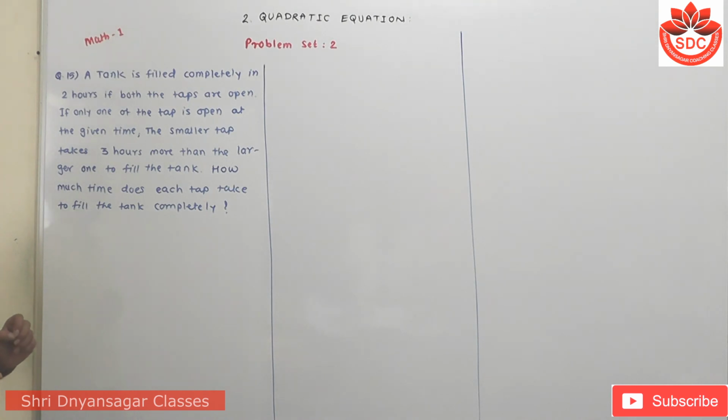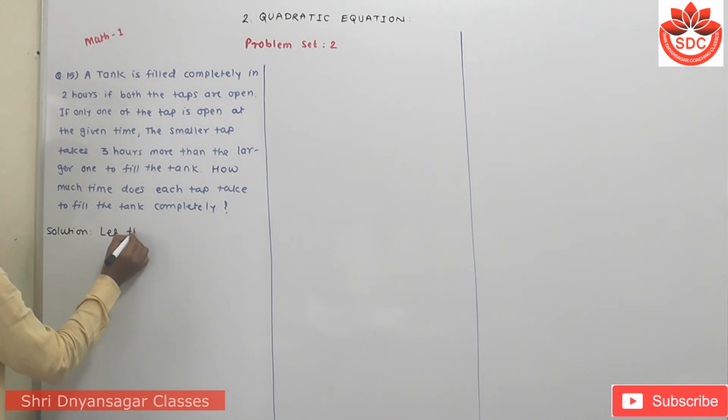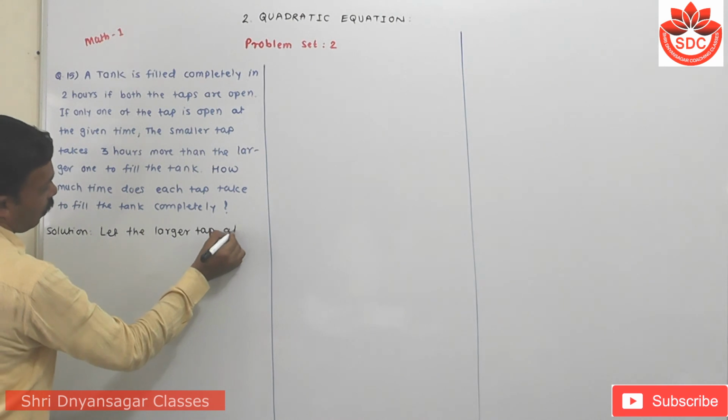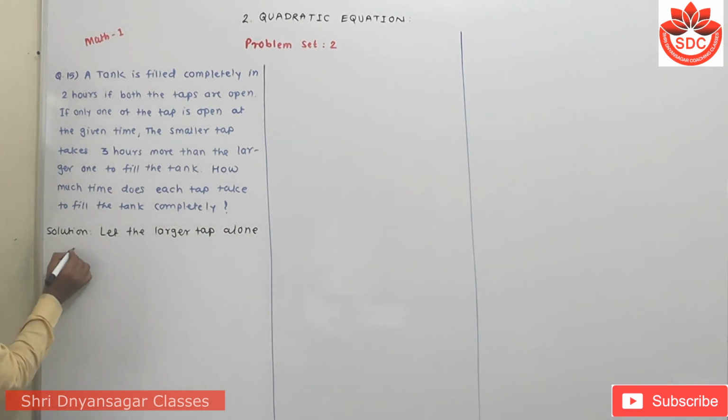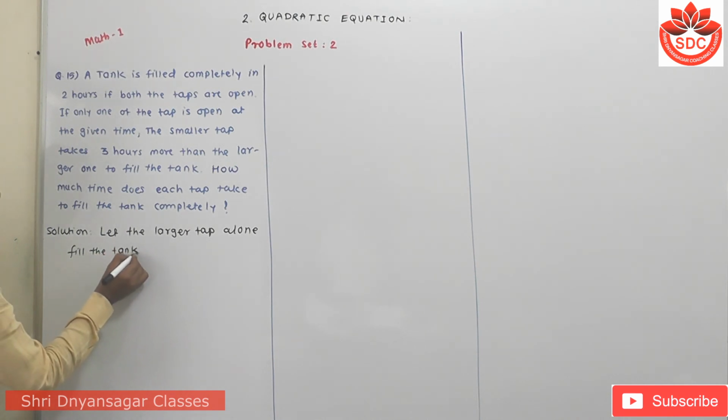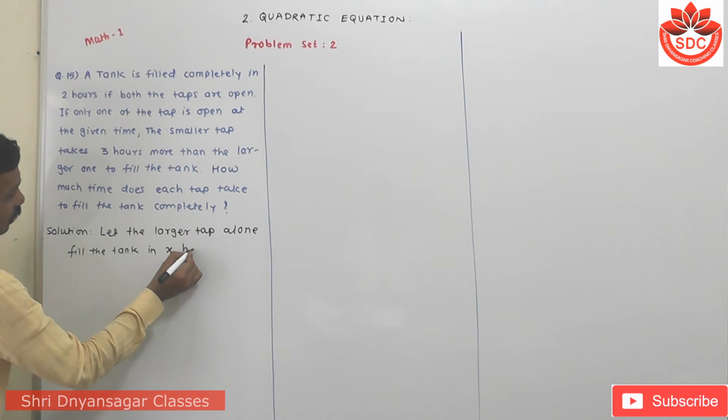Student, very important example. Look carefully how to solve it. Now look here. The smaller tap takes 3 hours more than the larger one. So first we have to take, by using the larger tap, how much time we require. So its solution is: let the larger tap alone fill the tank in x hours.